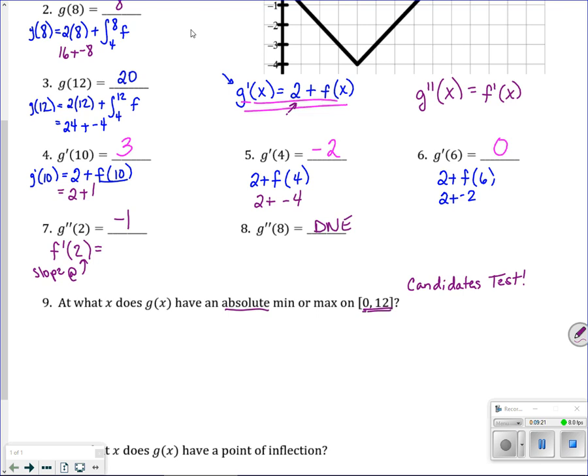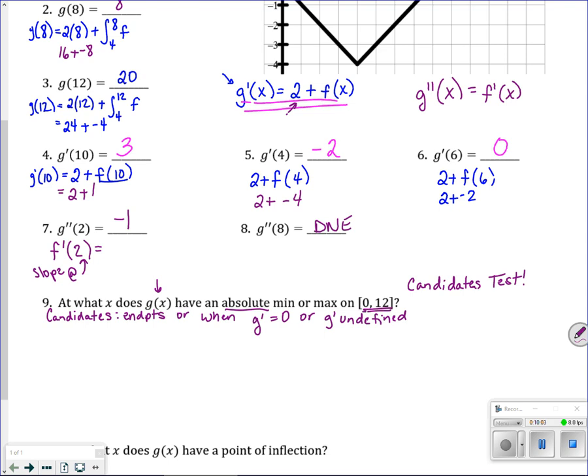But remember, I'm writing it down so that you remember and have it in your notes. Candidates are endpoints, which is easy, right? 0 and 12. Or when g prime equals 0 or g prime is undefined. Or in other words, the critical points of g. And remember, the critical points of g are when its derivative is 0 or undefined.